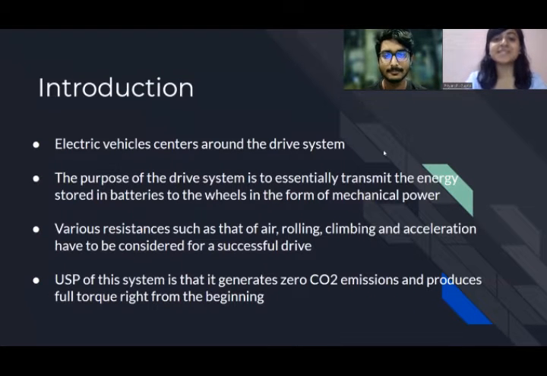The drive system is the centerpiece of a battery electric vehicle. The main function of the electric drive system is to transfer energy from the storage system to the wheels, which is used for overcoming rolling resistance, air resistance, acceleration resistance, and climbing resistance. Comprising the power electronics, electric motor, transmission, and battery, the drive system generates zero local CO2 emissions and delivers full torque right from the start.